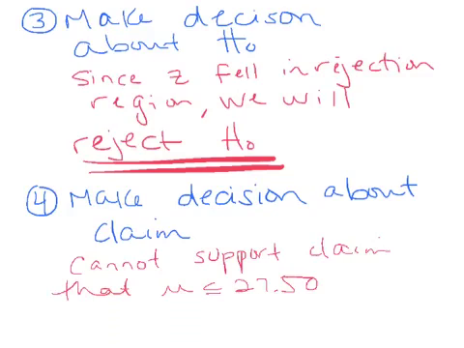So remember, these last 2 steps you should look at as 2 individual steps. You make your decision about h sub 0, then you go back and see where your claim is, and depending on where your claim is, you'll decide if you can support your claim or not support your claim.